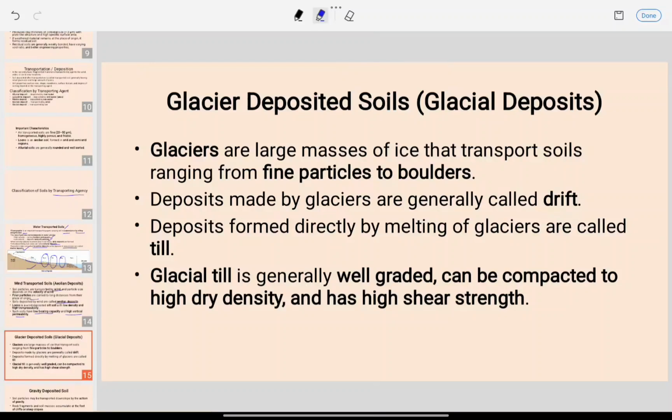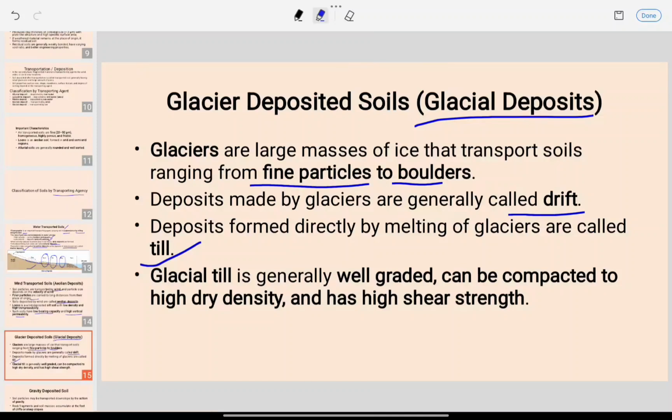glacier. So let us understand how glaciers transport and deposit the soil particles, forming what we call glacial deposits. Glaciers are large masses of ice that move slowly and carry soil particles of all sizes, ranging from fine particles to boulders. The deposits made by glaciers are generally called drift. The soil deposited directly due to the melting of glacier is specifically called till.